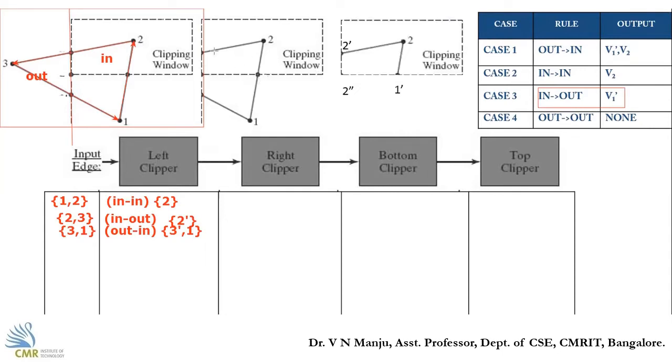What are the points that I've got? 2, 2 dash. I have to write it here as 2 dash. What is the other thing I have to write? 2, 2 dash, 3 dash, 1. What's the next point that I got? I got it here, 3 dash. Clear with that? This is the left clipping that happened.